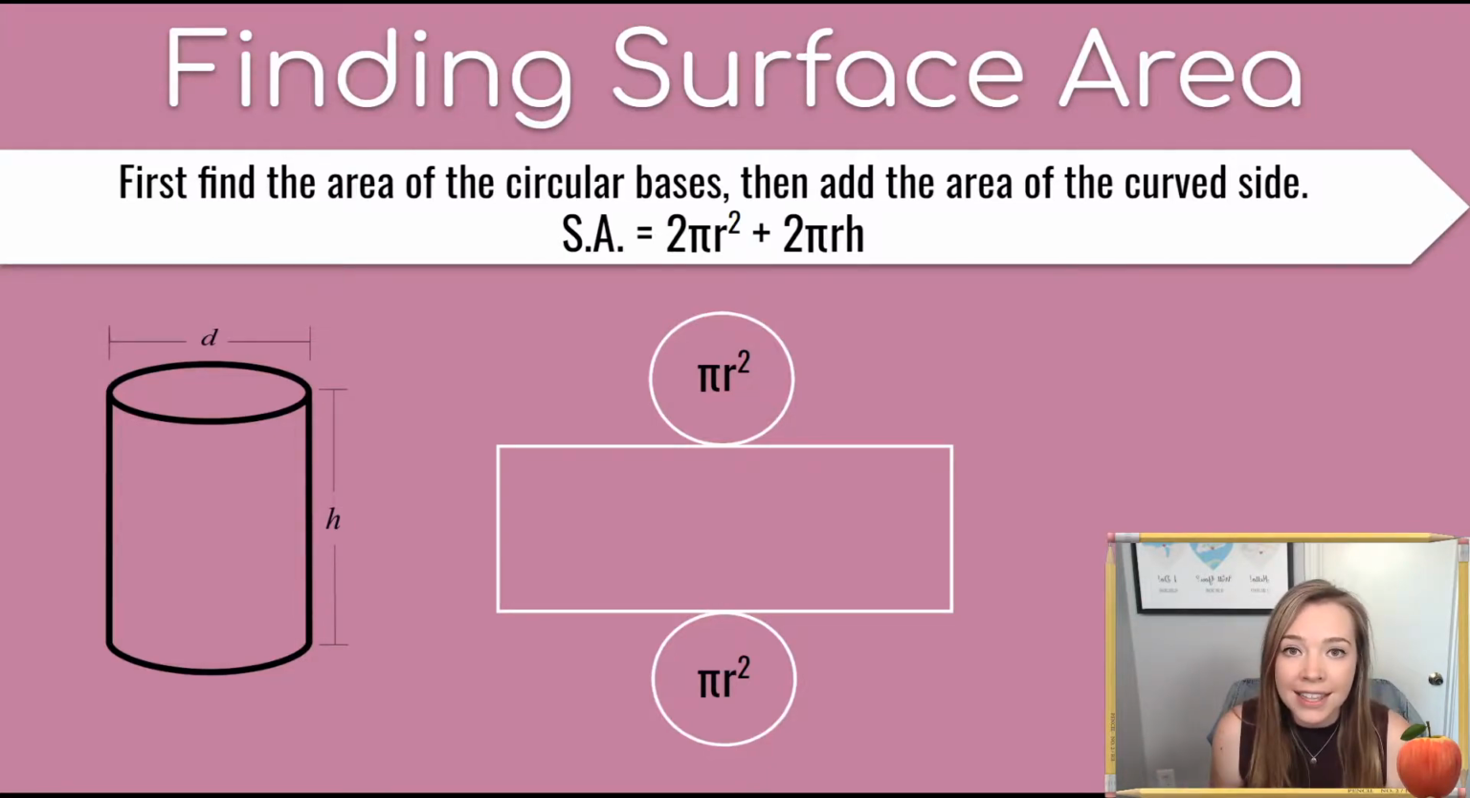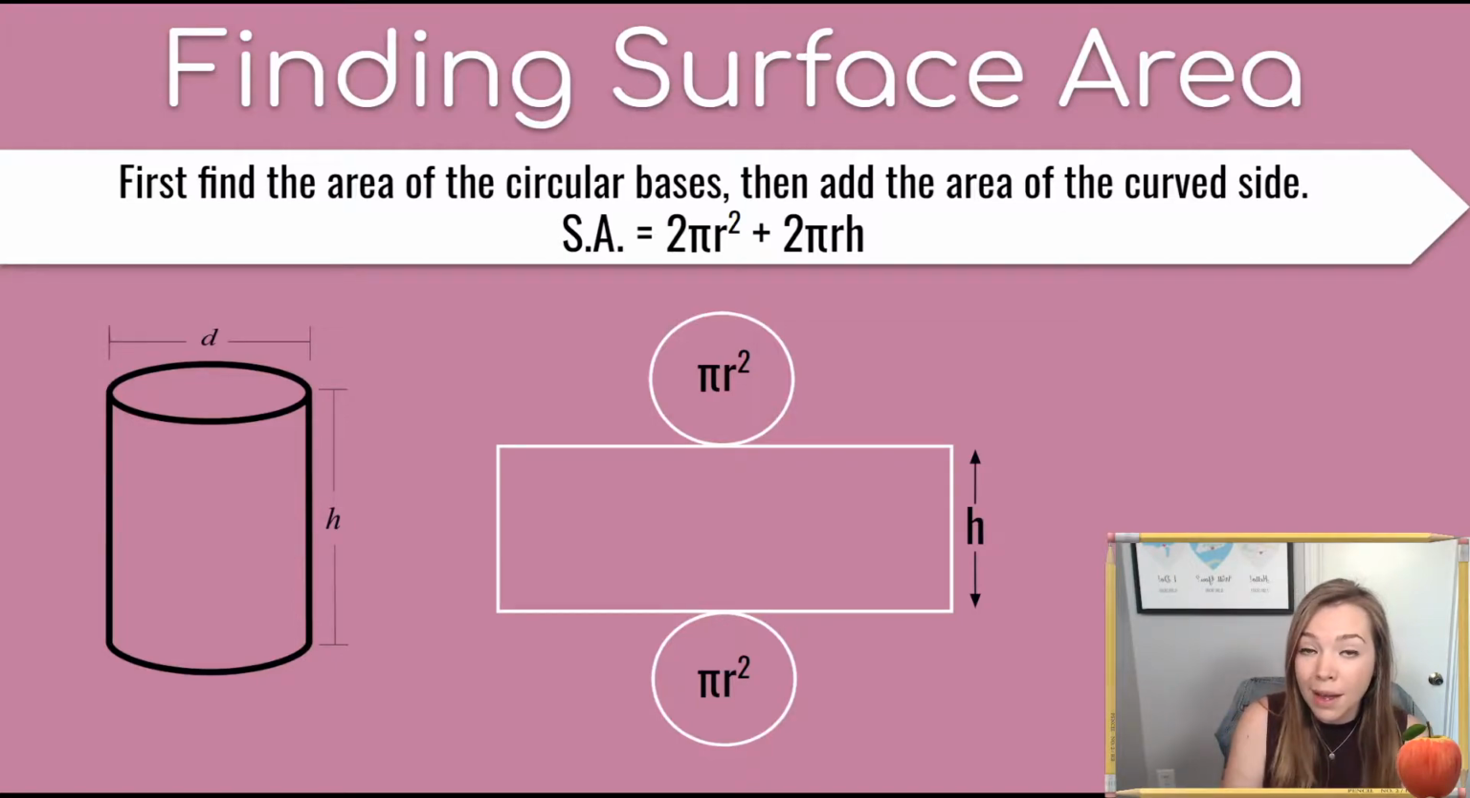The next part is finding the area of that curved side. There's a couple parts that we need to understand. The first is that one side of this rectangle is actually the height of the cylinder. To find the area of a rectangle, we would normally multiply the length times the width. But on a cylinder, that width is actually the height, or how tall that cylinder is. And then the length is actually the circumference of the circle, because when I take this rectangle and wrap it all the way around the cylinder, that's the distance around the circular base.